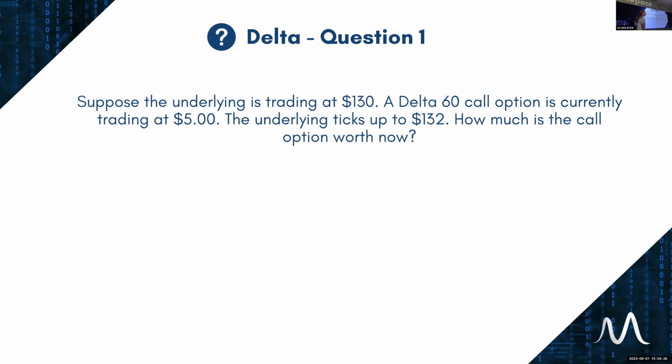So a question, just using the definition of delta. Suppose that the underlying is trading at $130. We have a delta 64 option, it's worth $5, and the underlying ticks up to $132. What would be the option value now? I'll give you a couple of seconds to work it out.